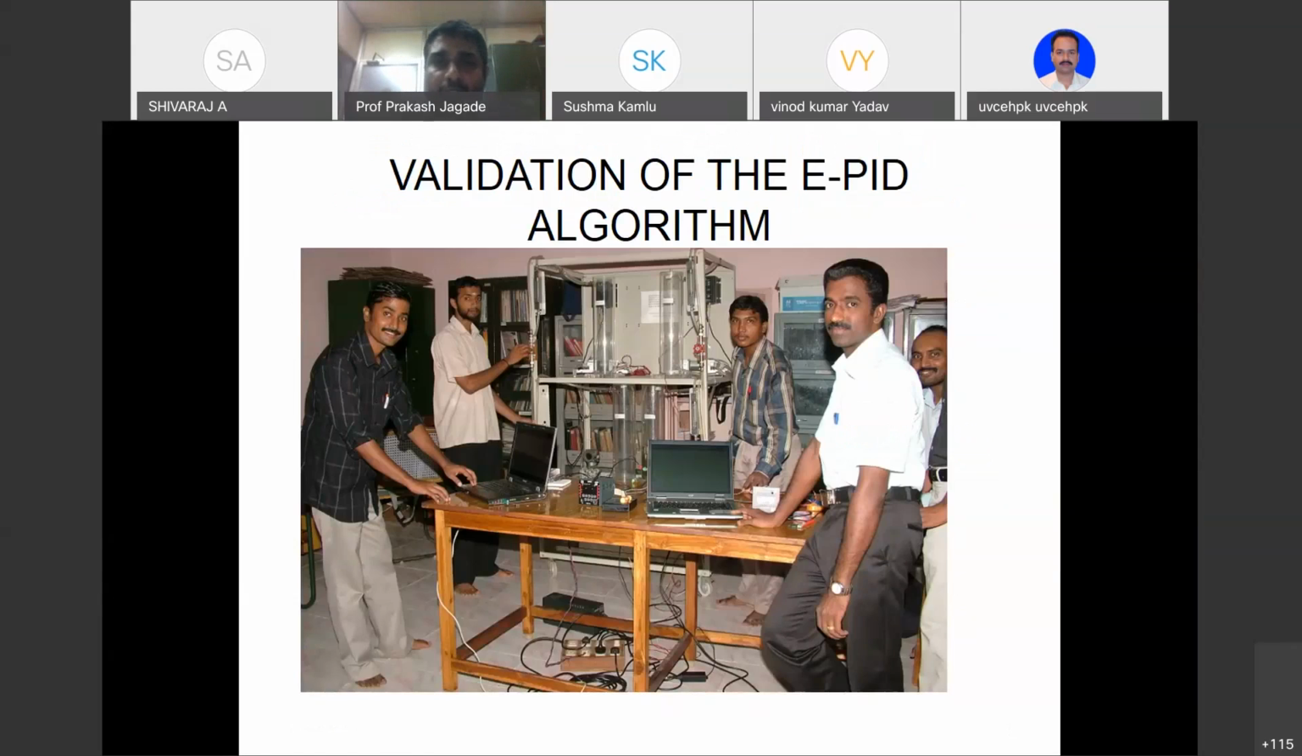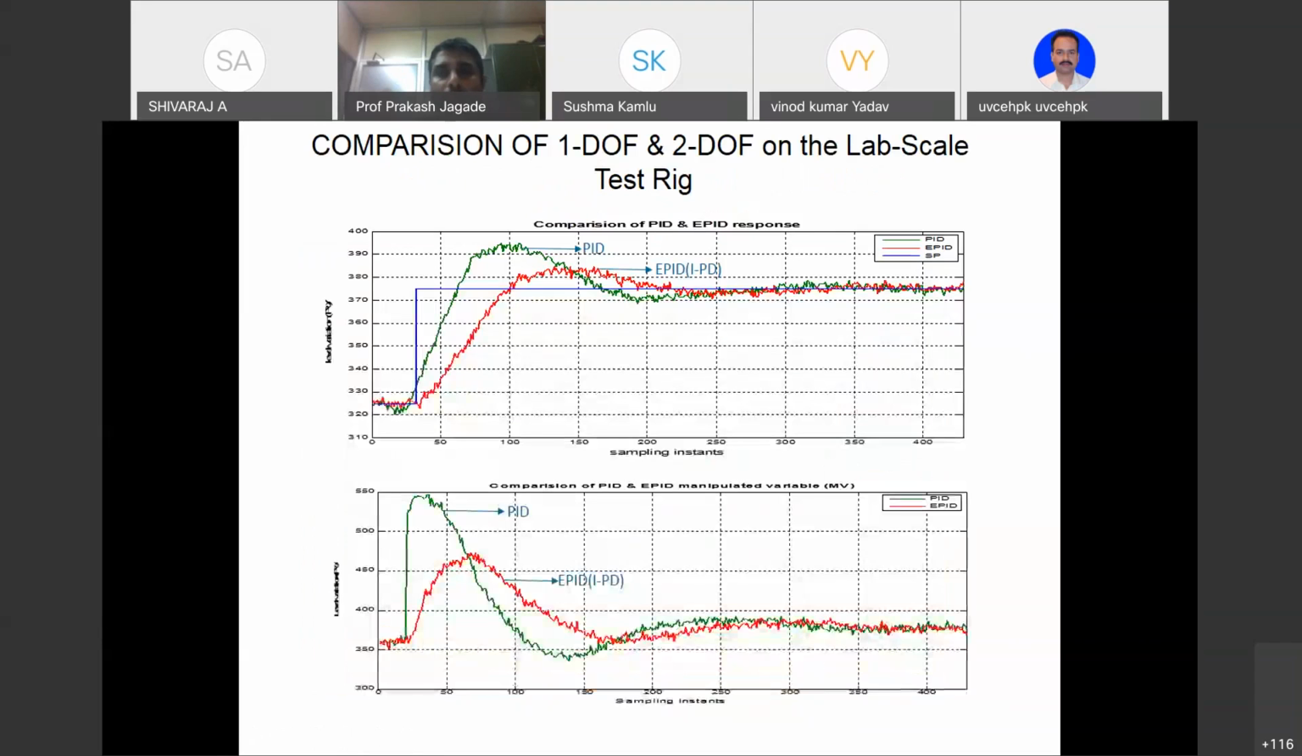Here, what I have shown is the experimental test rig, and you can see the PID controller which was jointly developed by CDAC and MIT, that is the Department of Instrumentation Engineering. You can see scientists from CDAC, scientists and project associates who worked on this project. We have experimentally validated our algorithm on the lab scale test rig, which is a simple level process.